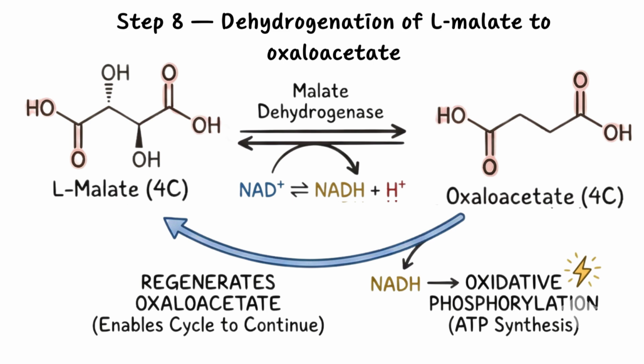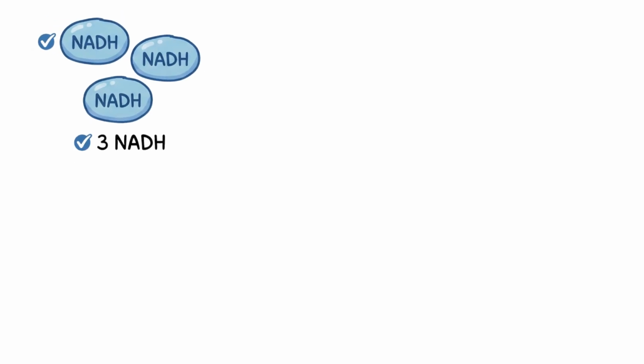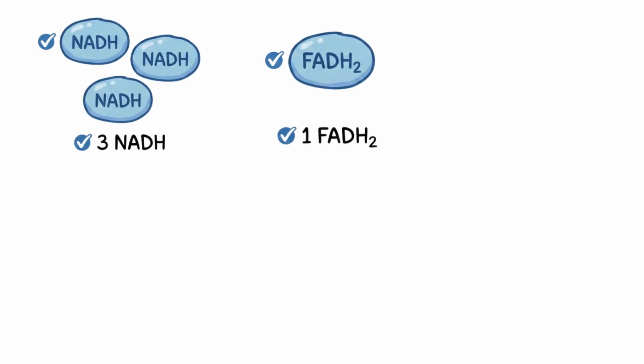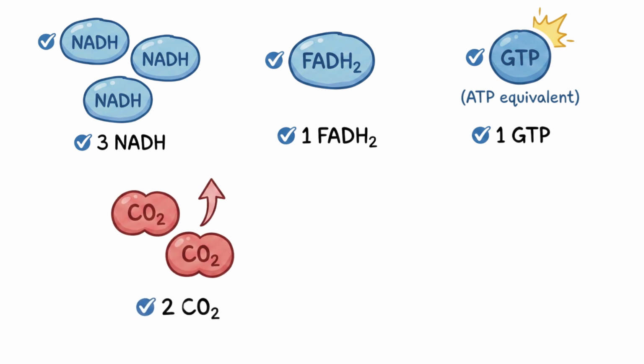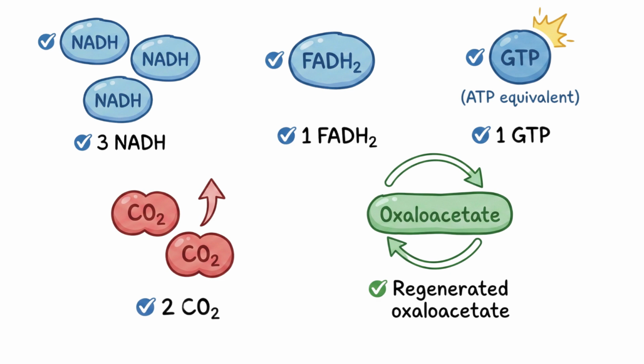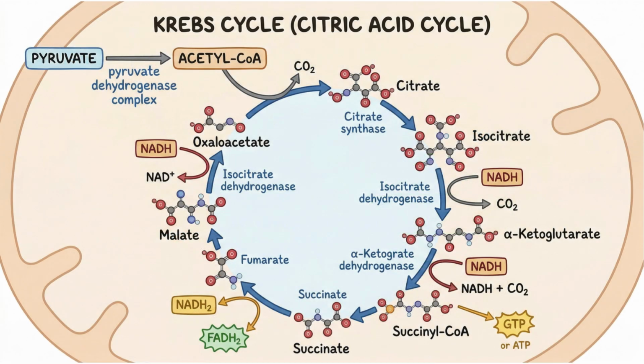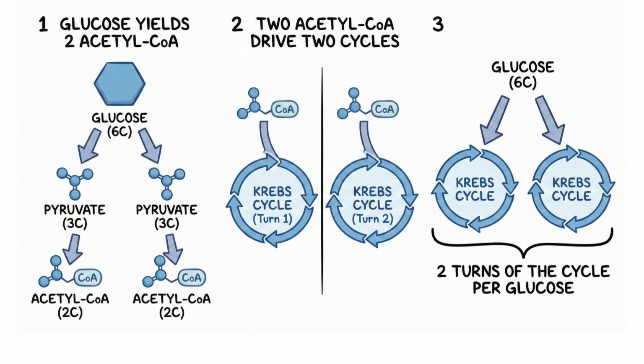So, each turn of the cycle yields 3 NADH molecules, 1 FADH2 molecule, 1 GTP molecule, which is equivalent to ATP, 2 molecules of carbon dioxide, and 1 regenerated oxaloacetate molecule. Since 1 glucose yields 2 acetyl CoA molecules, 2 turns of the cycle occur per glucose.